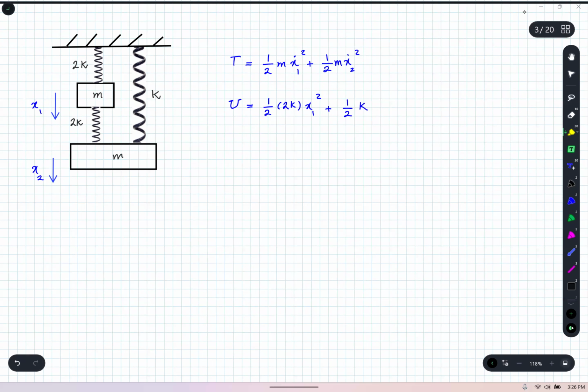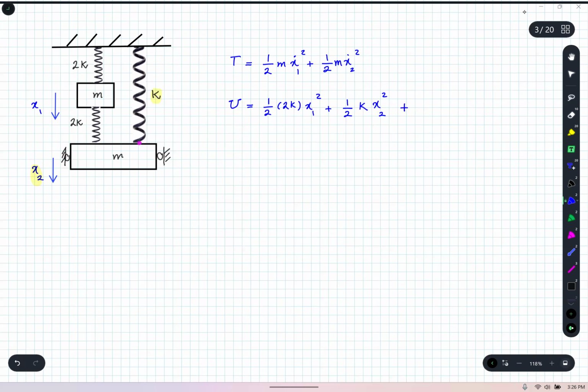By the other spring, I mean the one on the right. So that one is also half of K x2 squared, right? Because this spring is attached to that mass, and that mass is moving by x2. Of course, in reality, we can pretend that there are some perhaps rollers on the side like that, meaning that mass is just moved vertically.